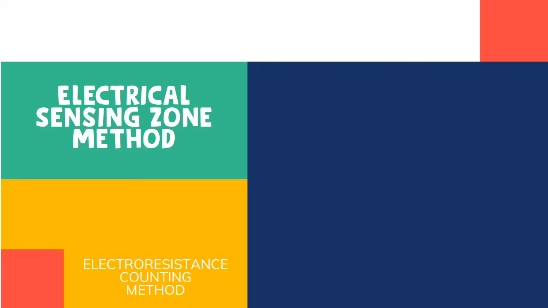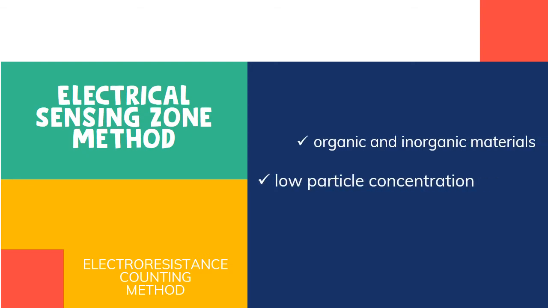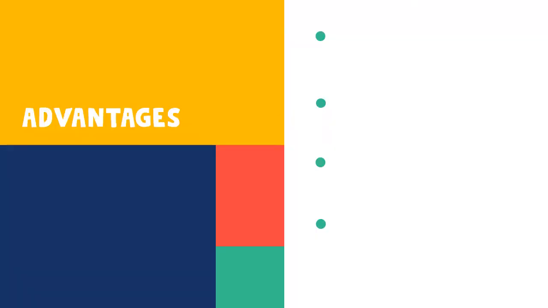There are various techniques currently used in measuring the particle sizes, and one of these is the electroresistance counting method. The most common one is the electrical sensing zone method. It is used for both organic and inorganic materials in dilute solutions or particles in low concentration whose sizes are in the nano to micro range. Its advantages over other methods include the following.